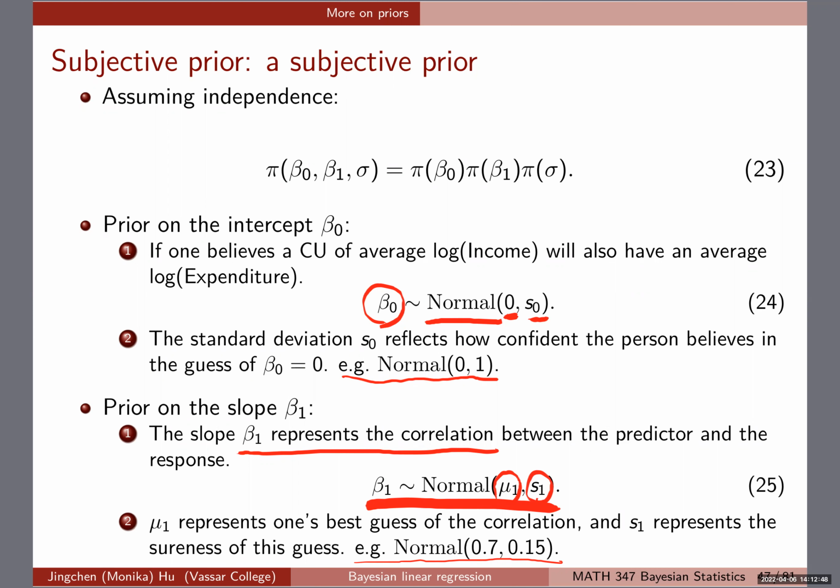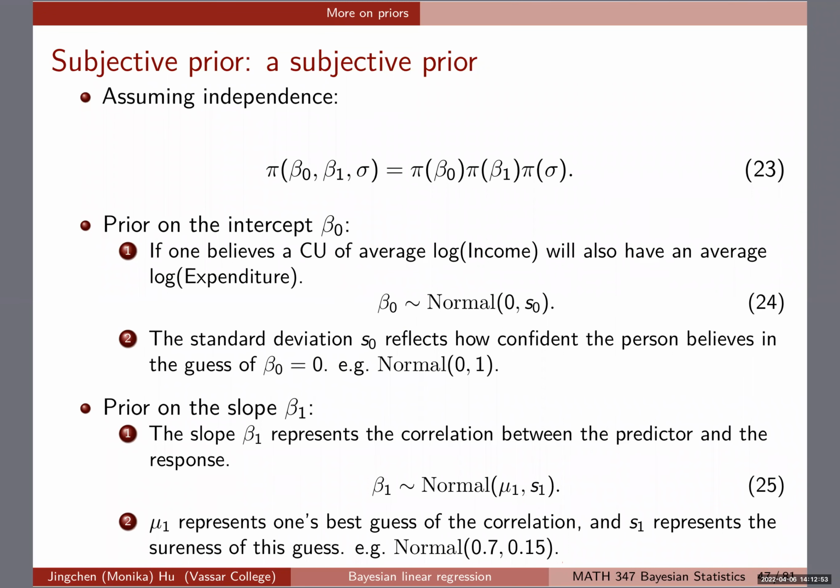Okay. So all of this applies only after you do the standardization. That's why we introduced standardization first, because after you do standardization, the interpretations of beta 0 and beta 1 start to change. Especially for beta 1, it is equivalent to the correlation now. So whatever prior belief you have about the correlation, you can give it to beta 1, and that is what we call a subjective prior. It's going to represent your own belief.